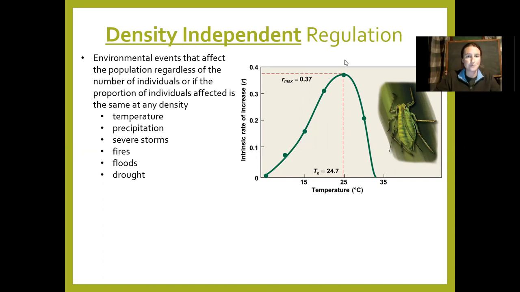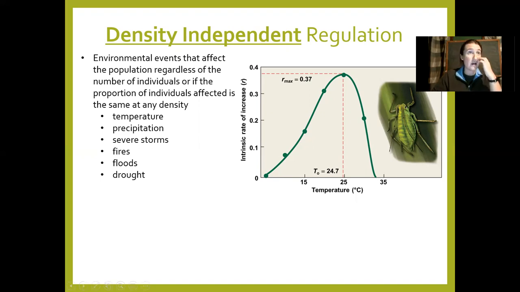So we can see here in this graph we have temperature and here we have intrinsic rate of increase, R, the per capita growth rate. And so we can see that the growth rate is enhanced, it is increased until we reach this optimal temperature. Okay, and then anything above that is actually going to make it more difficult for these particular insects to reproduce and to survive. Anything, of course, much colder than that is also going to make it very difficult for them to survive.